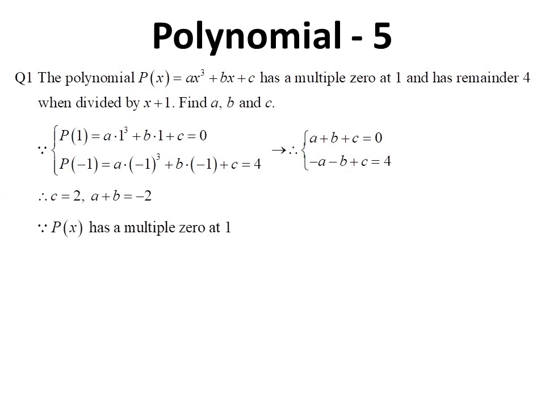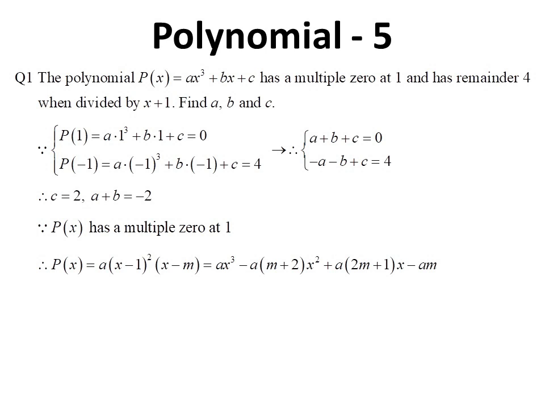Since the cubic polynomial p(x) has a multiple 0 at 1, it can be expressed as a multiplies (x minus 1) squared multiplies (x minus m). Here we assume m is the other 0.